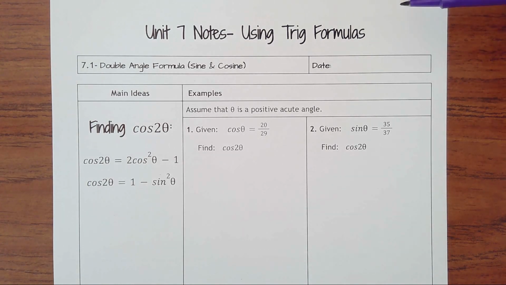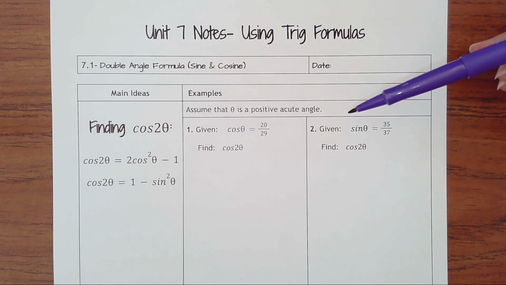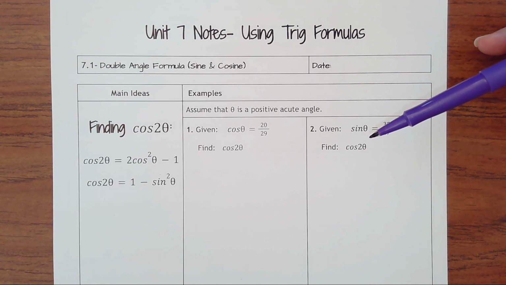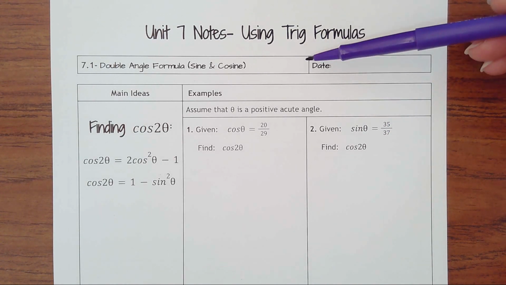Unit 7, using trig formulas. There's going to be some formulas that I give you, and it's simply plugging in and then doing order of operations to simplify. Lesson 7.1 is called double angle formula with sine and cosine.